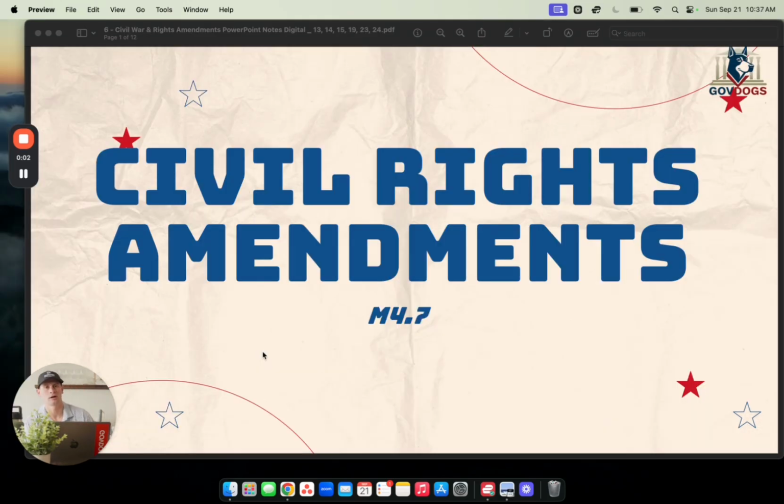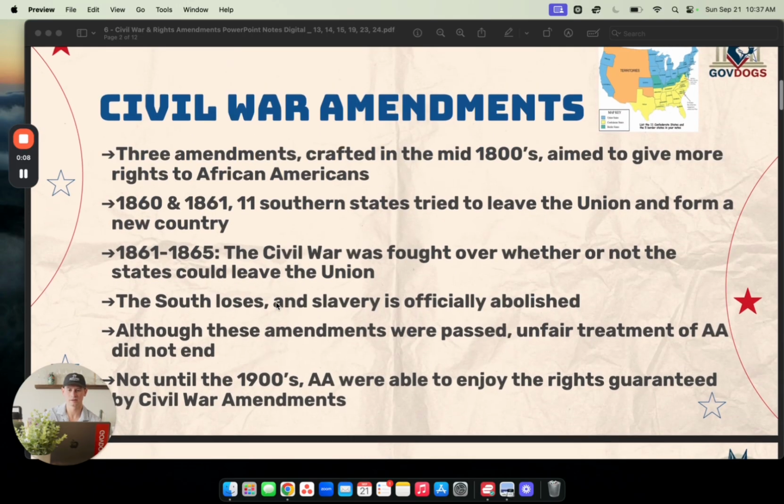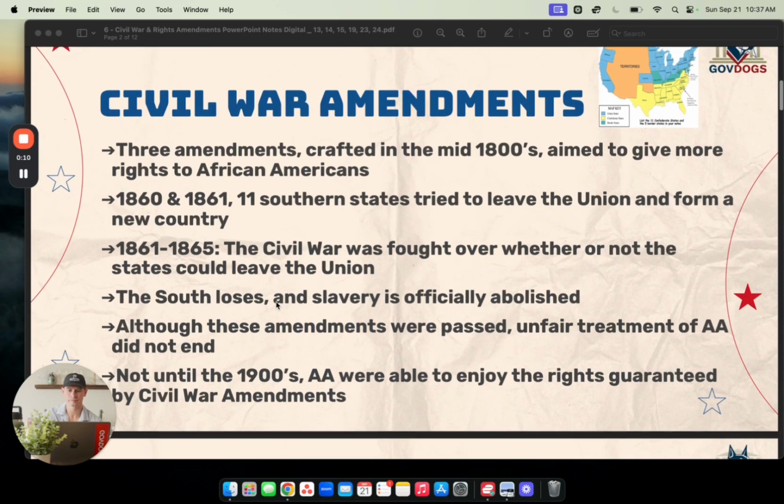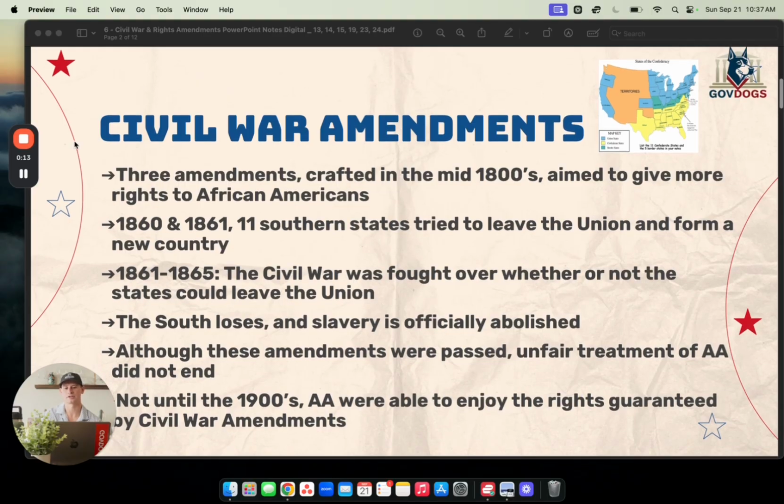A couple more important amendments here are known as the Civil Rights Amendments. The Civil War Amendments, three amendments crafted in the mid-1800s, aimed to give more rights to African Americans. In 1860 and 1861, 11 states tried to leave the Union to form a new country. This is known as the Civil War. The Civil War was fought over whether or not the states could leave the Union. A lot of people think it was fought over slavery. Kind of, but it's more about preserving the United States of America, or the Union. The South loses and slavery is officially abolished. And although these amendments were passed, unfair treatment of African Americans did not end.